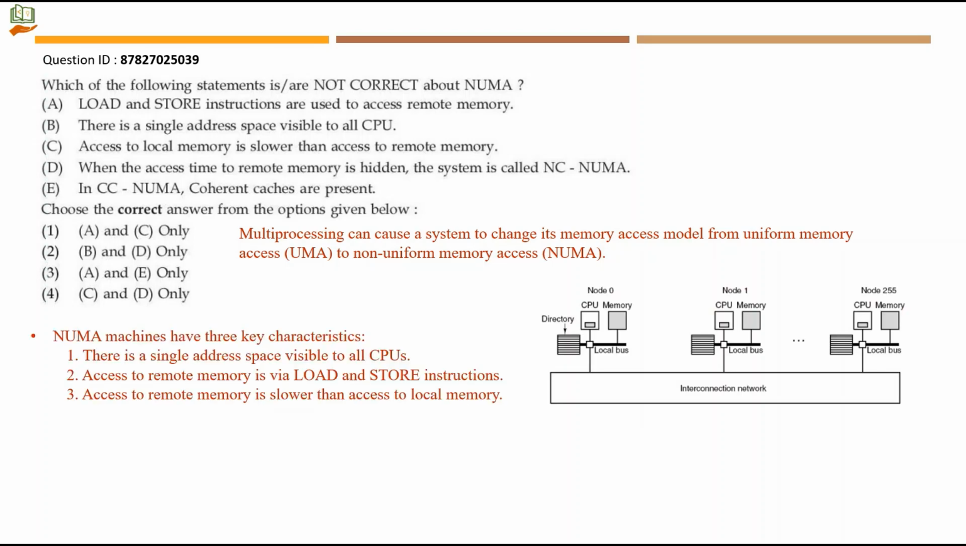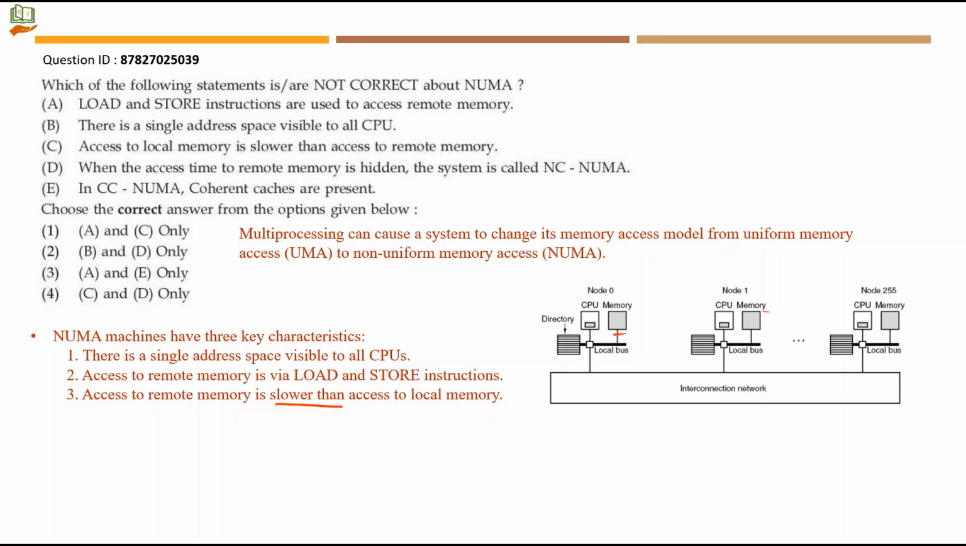So NUMA machines have 3 characteristics. There is a single address space visible to all CPUs. Access to remote memory is via load and store instructions. Access to remote memory is slower than access to local memory. So take this to be a local memory for node 0 and this is a remote memory for node 0 alone. So access to the local memory will be fast. But when I have to access the memory of node 1, which is a remote memory for node 0, it will obviously take more time for it. So that's why they say access to remote memory is slower.